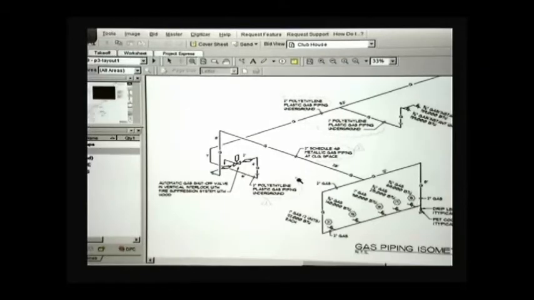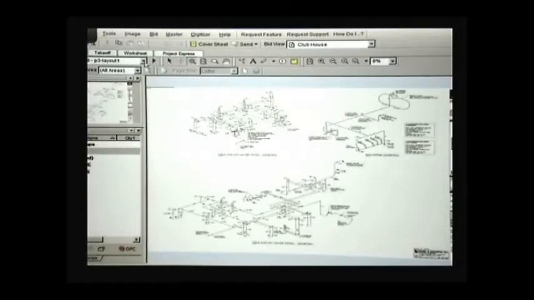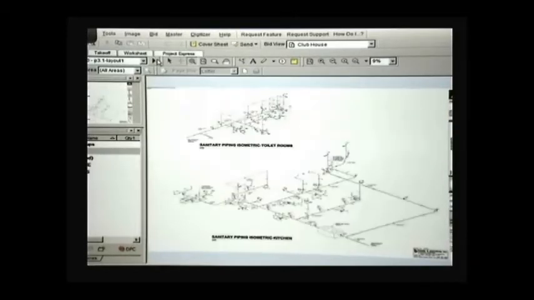Okay. So that's about reading the isometrics, looking at the layout. Here is toilet rooms, the kitchen.